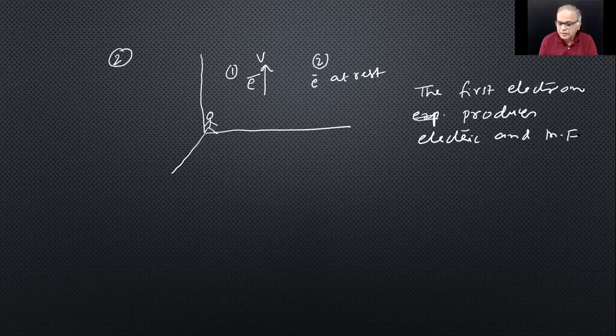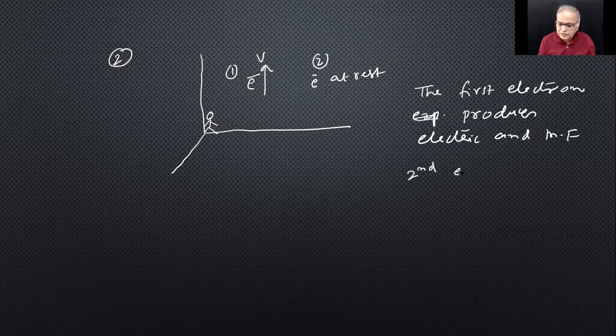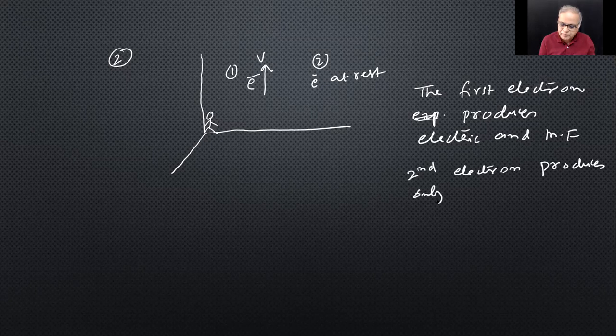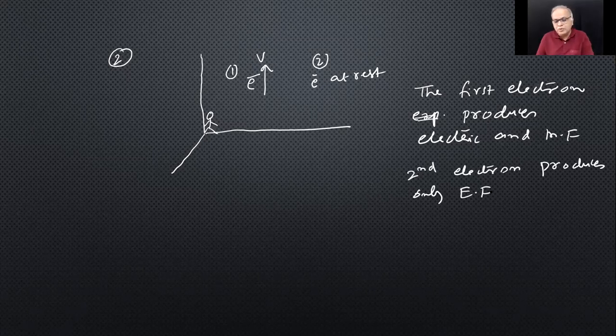In fact, you can say it has an electromagnetic field around it. Do you understand? The second electron produces only an electric field. Right.